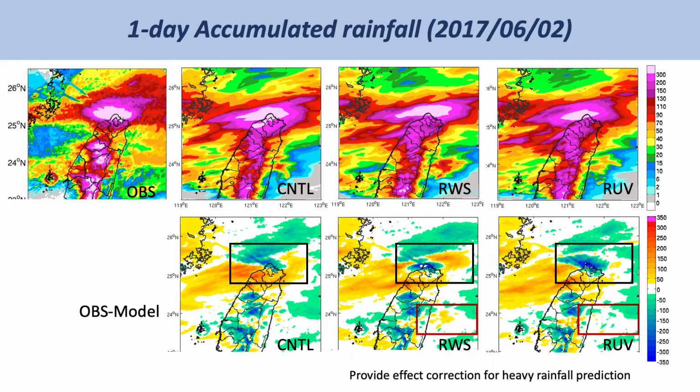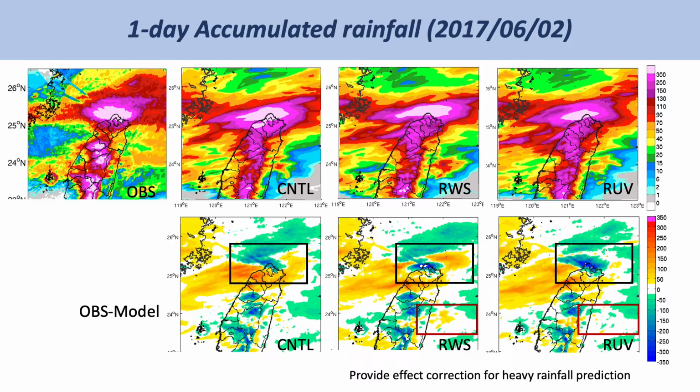With RWS, it's clear that the over-prediction over Taoyuan city is now alleviated, but there is still a large negative rainfall error at the northern tip of Taiwan. This is because now the front does not push as far southward as in the control. With RUV, the reduction in this heavy rainfall area is significant, especially for the north of Taiwan.